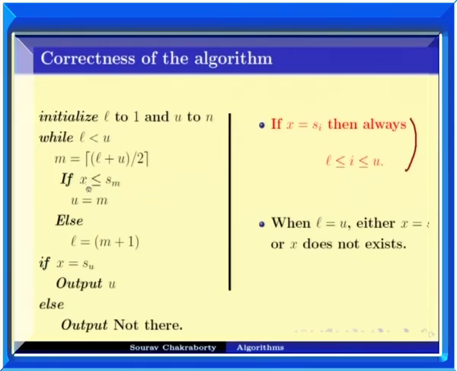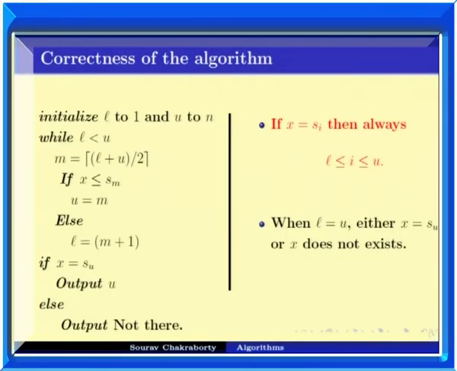If x is less than S of m, that means this i is clearly less than m, and now when we push U down to m, i will still be between L and U, because in this case we will have L which is less than or equal to i, which is less than or equal to m, which is the median of L and U, and is less than or equal to U. So, when U gets assigned to m, L will be less than i. Similarly, you can check it for the other case.